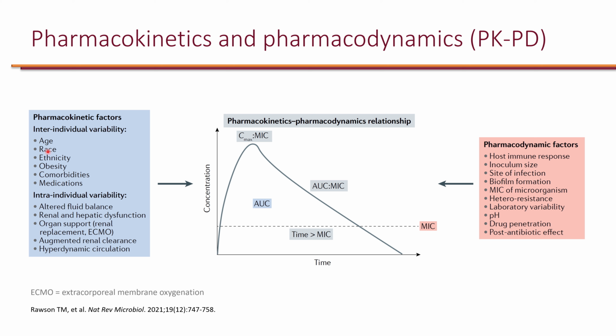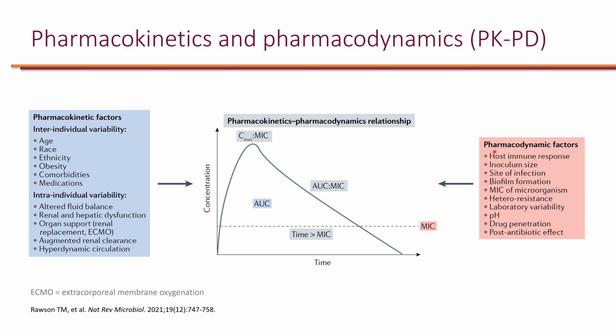So there is inter-individual variability. You can think of age: there is a difference in pharmacokinetics between a young adult and an older adult. Sometimes race and ethnicity can make a difference. Obesity can affect pharmacokinetics, as can comorbidities and medications. And there is also intra-individual variability. Depending on what's going on, sometimes there is altered fluid balance. If you're giving a lot of fluids to the patient, that can change pharmacokinetics. Also if there is renal or hepatic dysfunction, or if there is organ support. I'll talk about some of these in a minute.